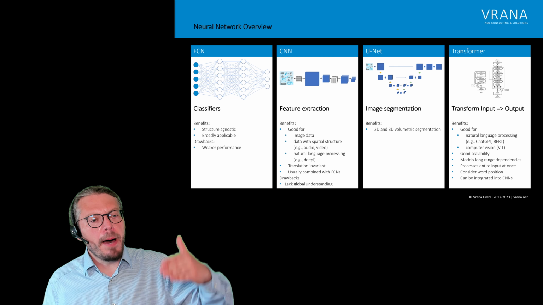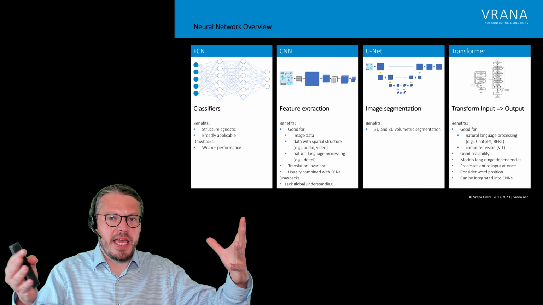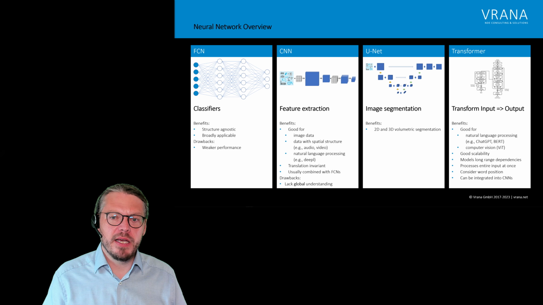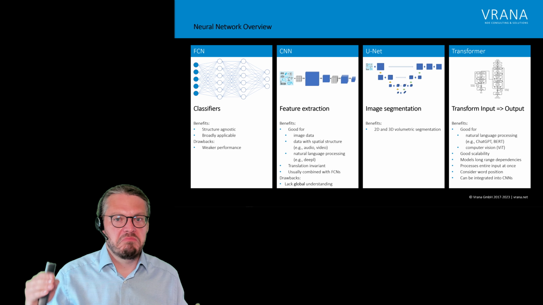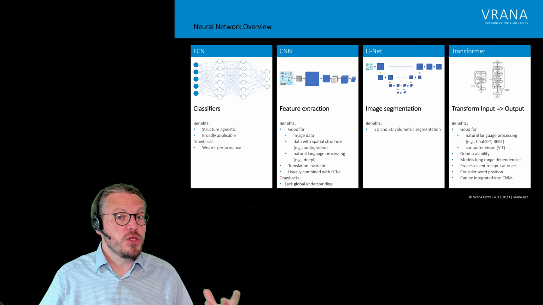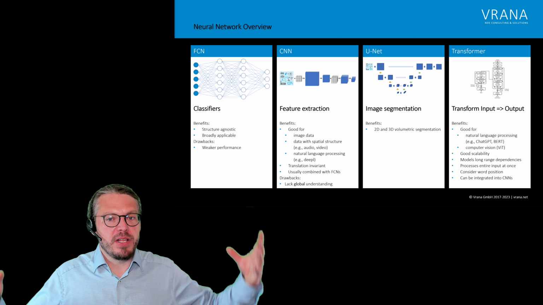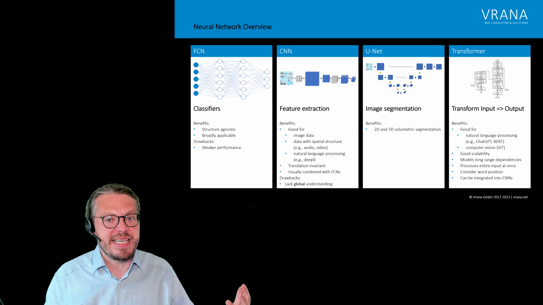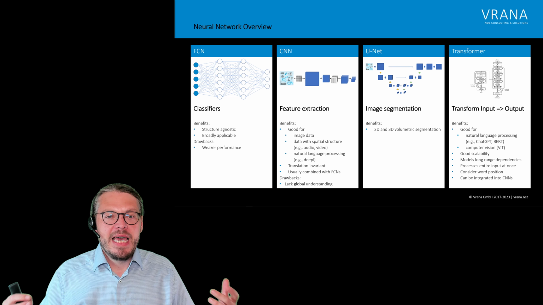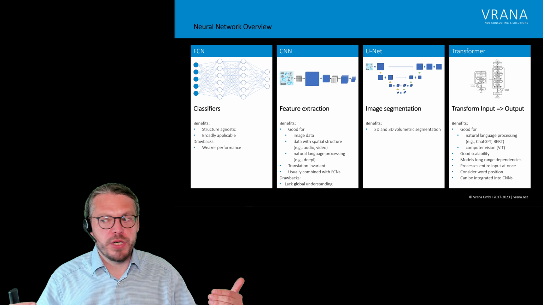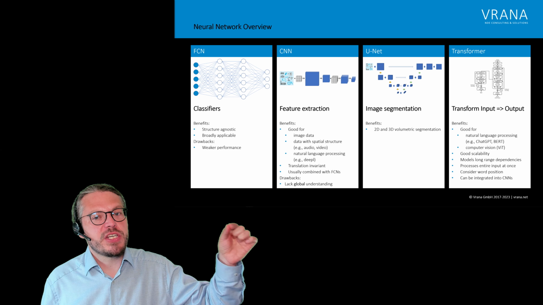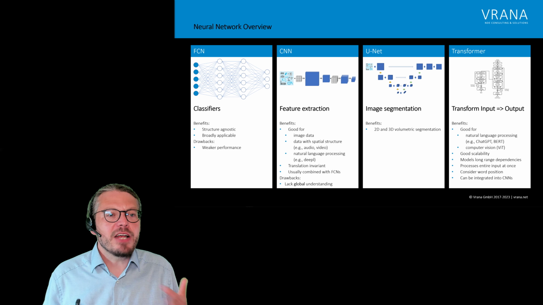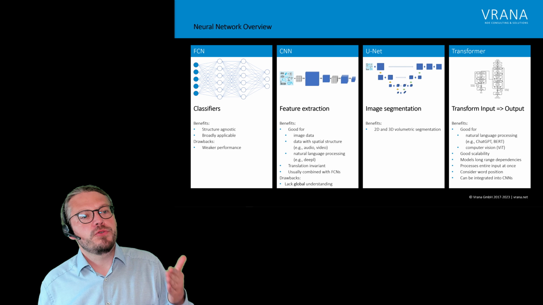Think about it, you upload an essay into GPT and tell it, okay, please summarize it. And it will do it. And that's only possible if you can model that long-range dependency of the complete essay. It can process the entire input at once. It can consider the word position, and actually it can be integrated into convolutional neural networks.